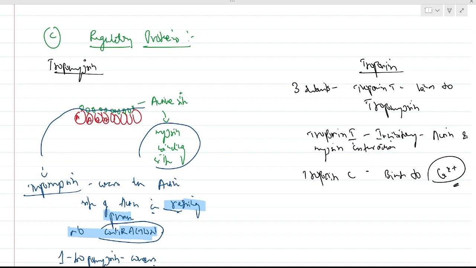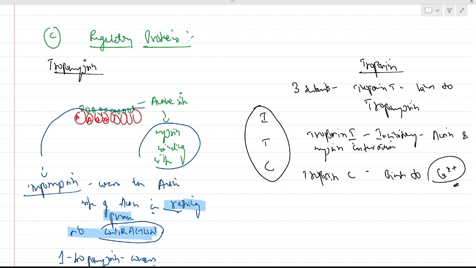So we can remember by this mnemonic, ITC. This ITC company. Troponin I, inhibitory, inhibits actin myosin interaction. Troponin T for tropomyosin, binds to tropomyosin. And finally troponin C binds to calcium. C is for calcium.